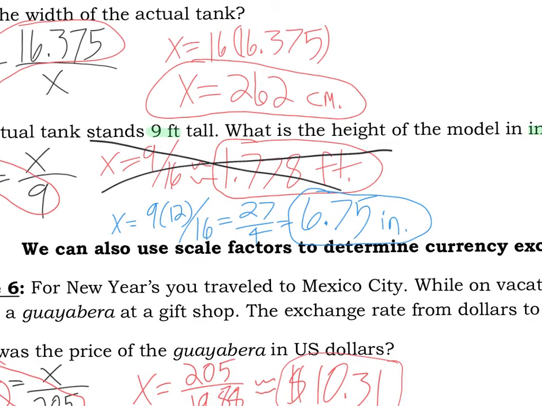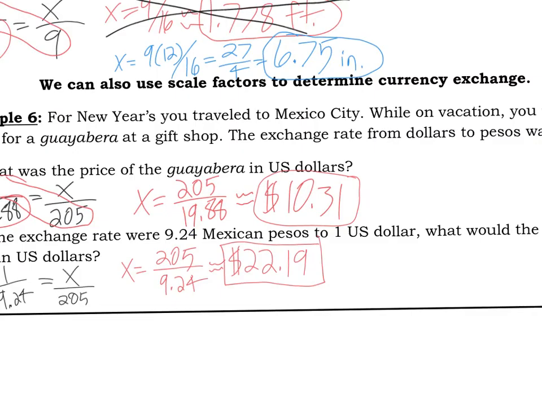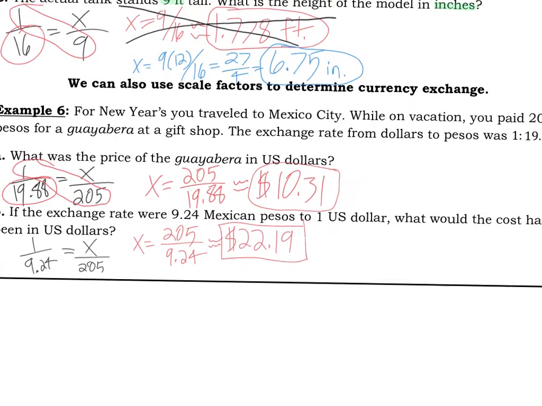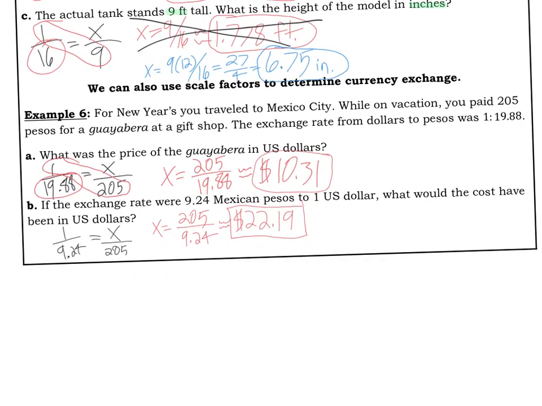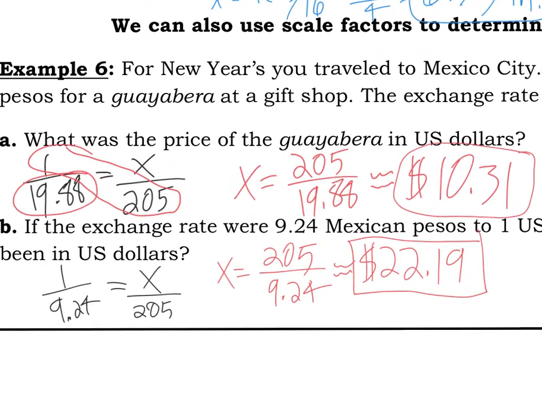So for my last example here, I put this note above it. It says we can also use scale factors to determine currency exchange. So number 6 says, for New Year's, you travel to Mexico City, and while on vacation, you paid 205 pesos for a Guayabera shirt at a gift shop. The exchange rate from dollars to pesos was 1 to 19.88. So that means $1 equals 19.88 pesos. What was the price of the Guayabera in US dollars?